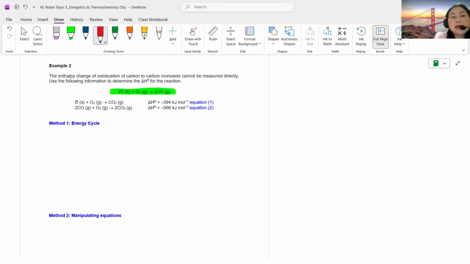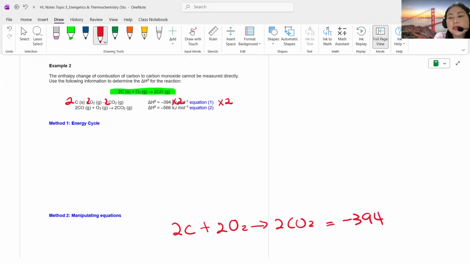So I've seen carbon and carbon, same side. So I don't have to flip the equation, but I check for same moles. The one in green is 2 moles, whereas equation 1 is 1 mole. So what should I do to equation 1? I need to multiply by 2. So this becomes 2, 2, 2, and this becomes times 2. If I write out the equation nicely, it will be 2C plus 2O2 arrow 2CO2, equals minus 394 times 2, right?